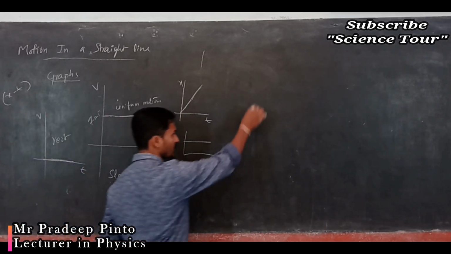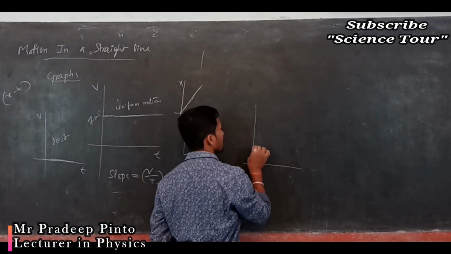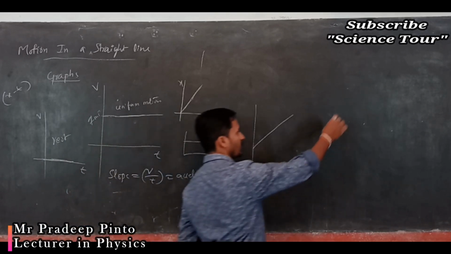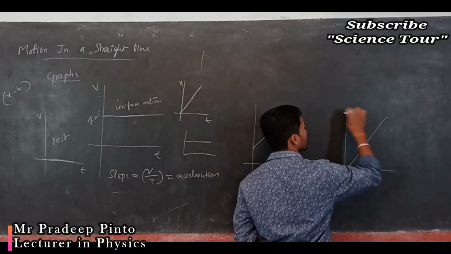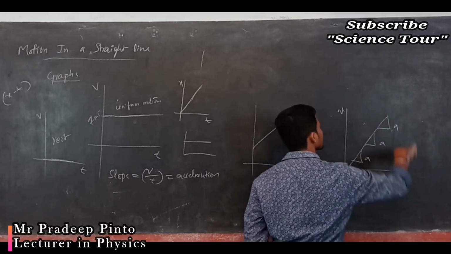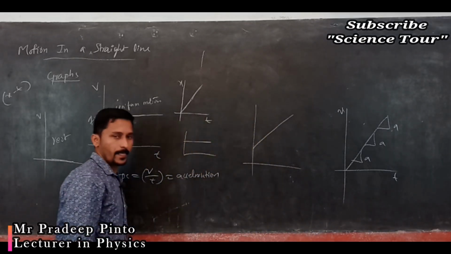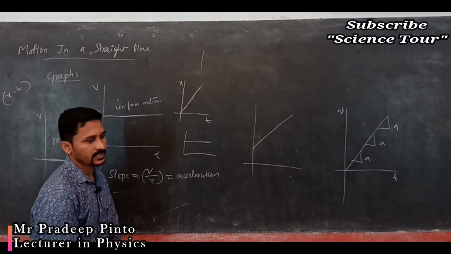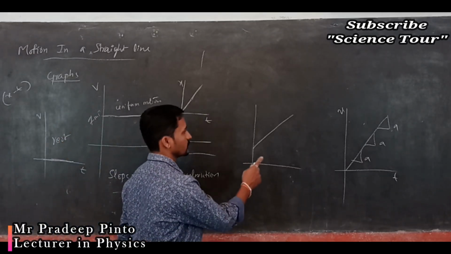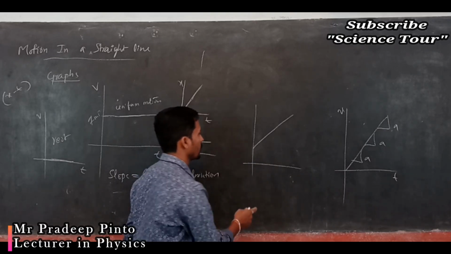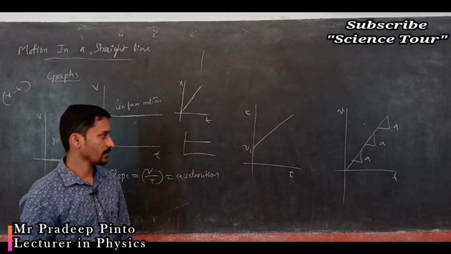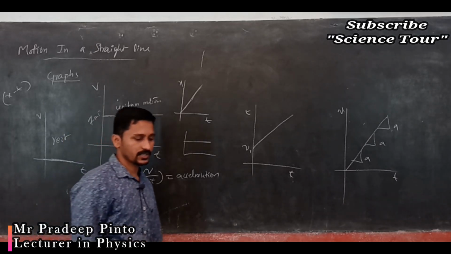Now if the object has some initial velocity and it is accelerating, you can write it in this way. The velocity is changing, the object is moving with increasing velocity, and the acceleration is constant, because everywhere you find the slope you will get the same acceleration. Here there is some initial velocity in the velocity time graph. So this is about the graphs.